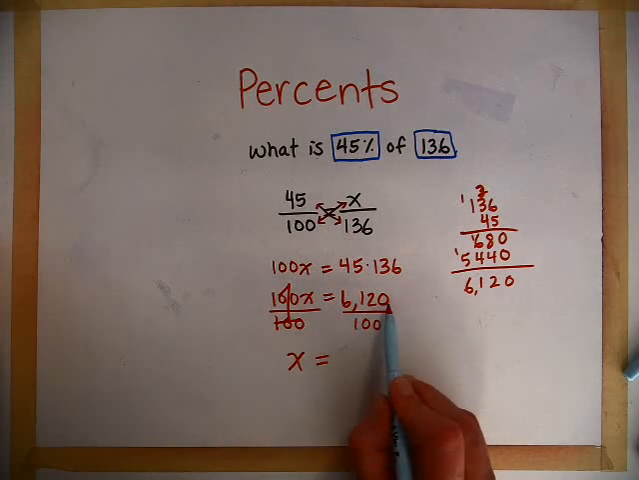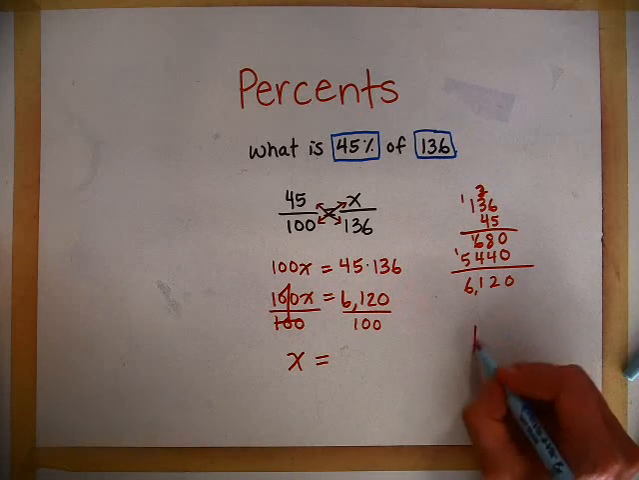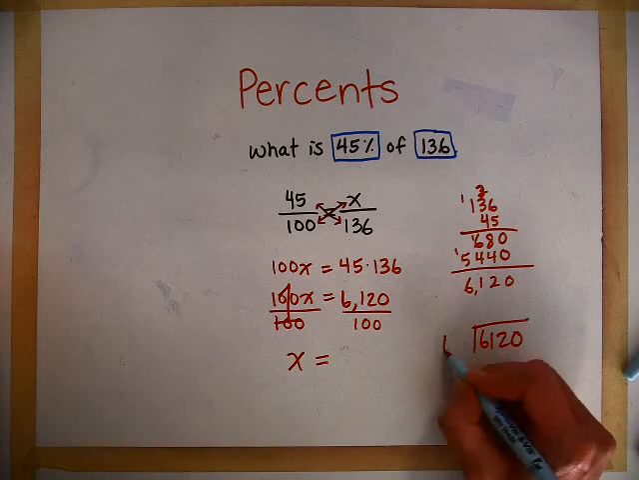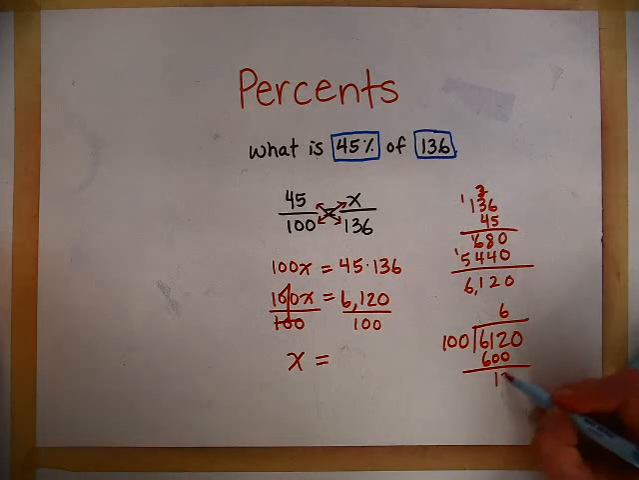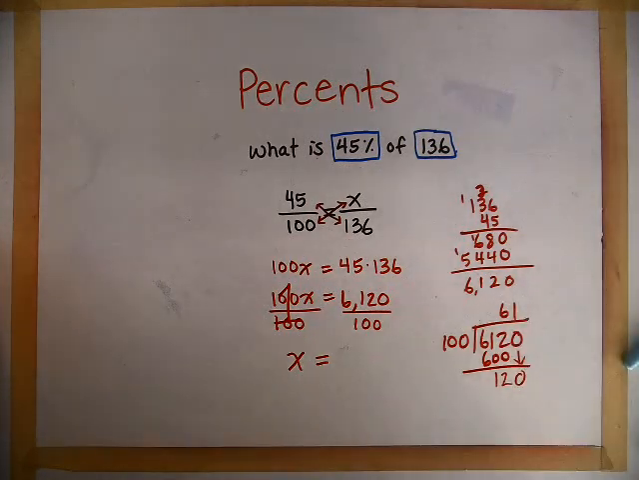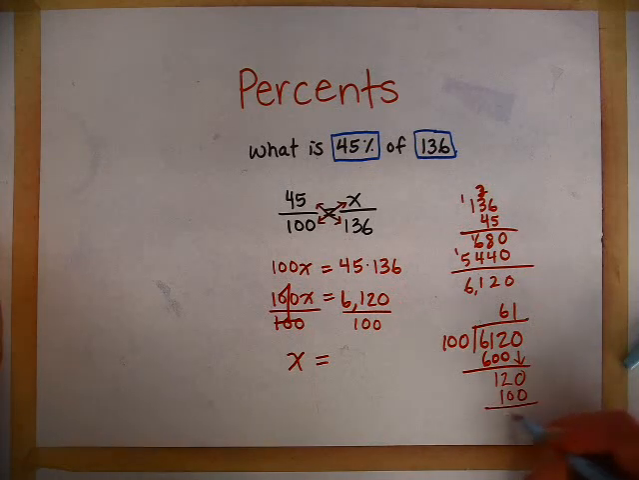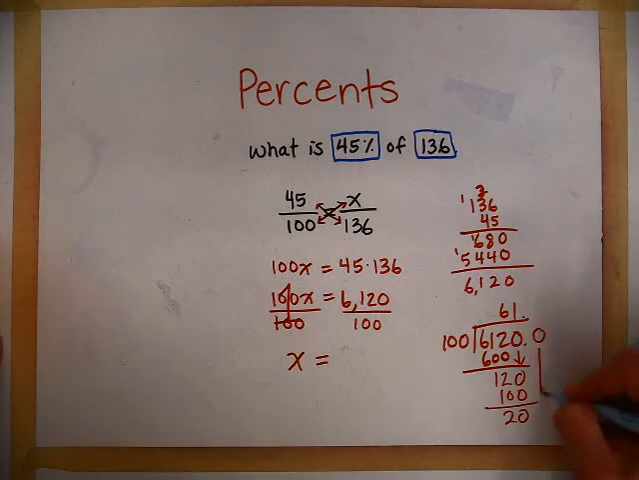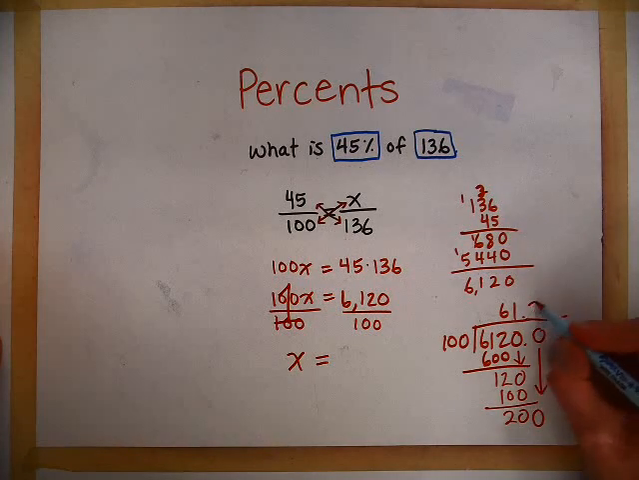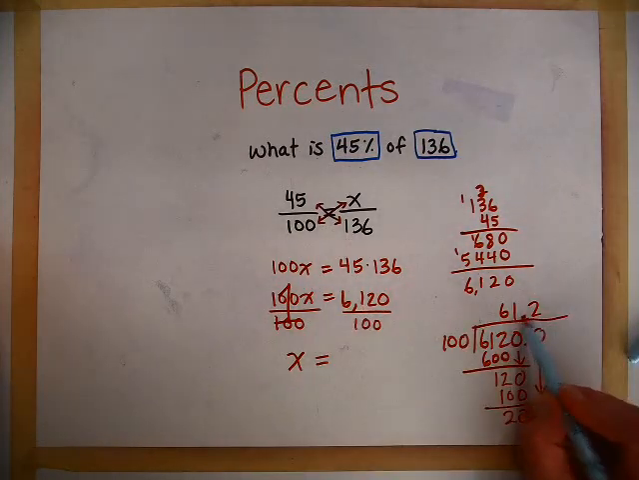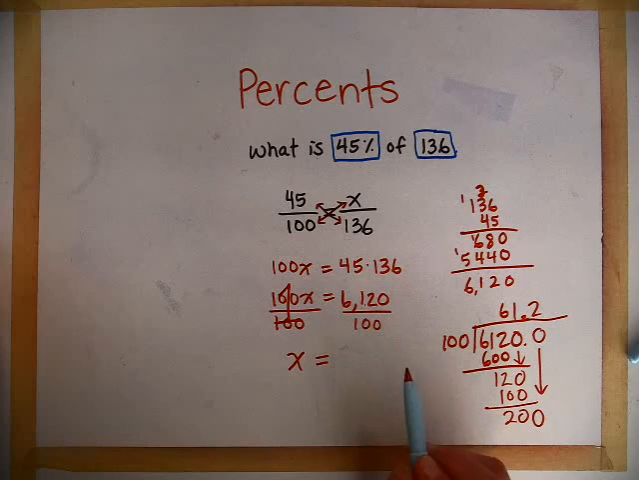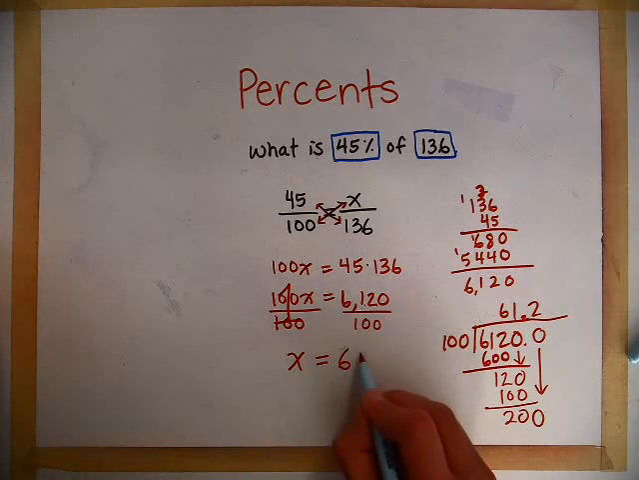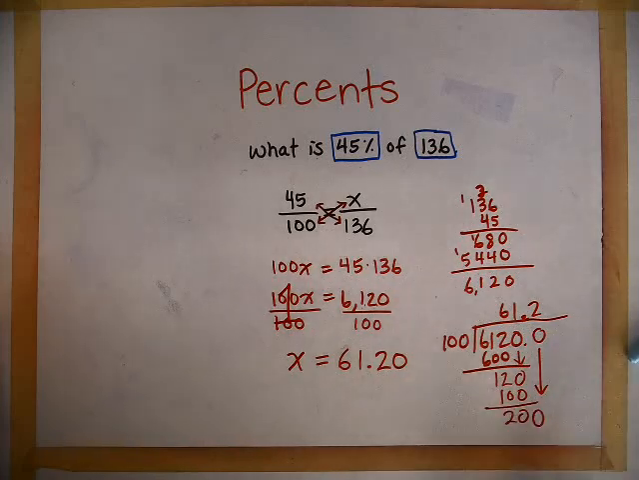And then 6,120 divided by 100, you just can move the decimal over. I'll even show you why or how. That goes in 6 times. 600. 12, bring down the 0, that goes in once. 120, add the decimal, 0. 200, 2. So there's my decimal right there, and when you divide by 100, you can just move your decimal over 2 places. So my answer is 61.20. You don't have to put that 0, but you can.